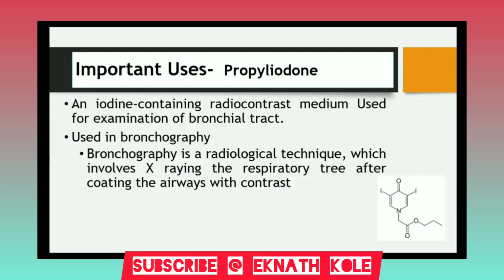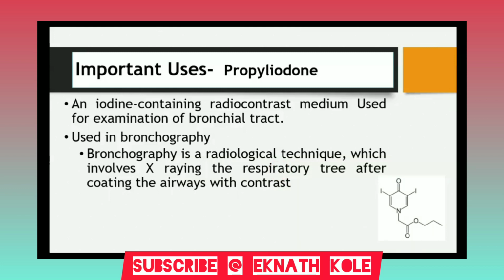Then the second one is propyliodone. What is propyliodone? Propyliodone is an iodine containing radio contrast medium, and it will be used for the examination of the bronchial tract. It means it will be used for bronchography. What is bronchography? It is a radiological technique which involves X-raying the respiratory tract after coating the airway with the contrast medium. You can coat the respiratory tract airway by using propyliodone, and then you can do the bronchography, which is a radiological technique.